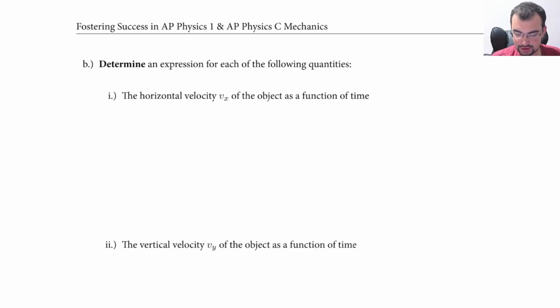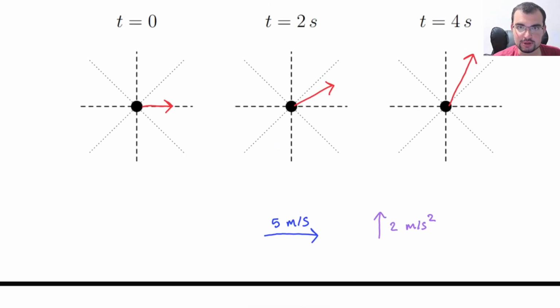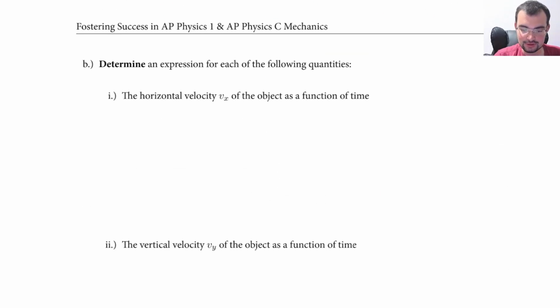So let's get some expressions for everything. The horizontal velocity as a function of time, well, that one's super easy because the horizontal velocity is 5 meters per second and the acceleration is not in the x direction, so it's just going to stay 5 meters per second forever.